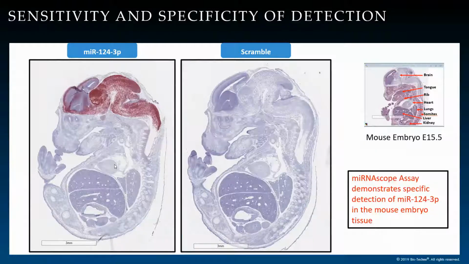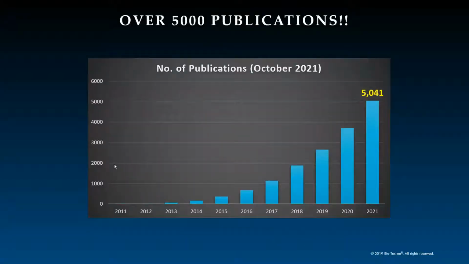So with that, I just want to highlight how important this technology has been and how well it has been adopted over the years. We have over 5,000 papers currently in peer-reviewed journals, in top-tier journals across different research areas. Some of our key research areas being neuroscience and oncology research.